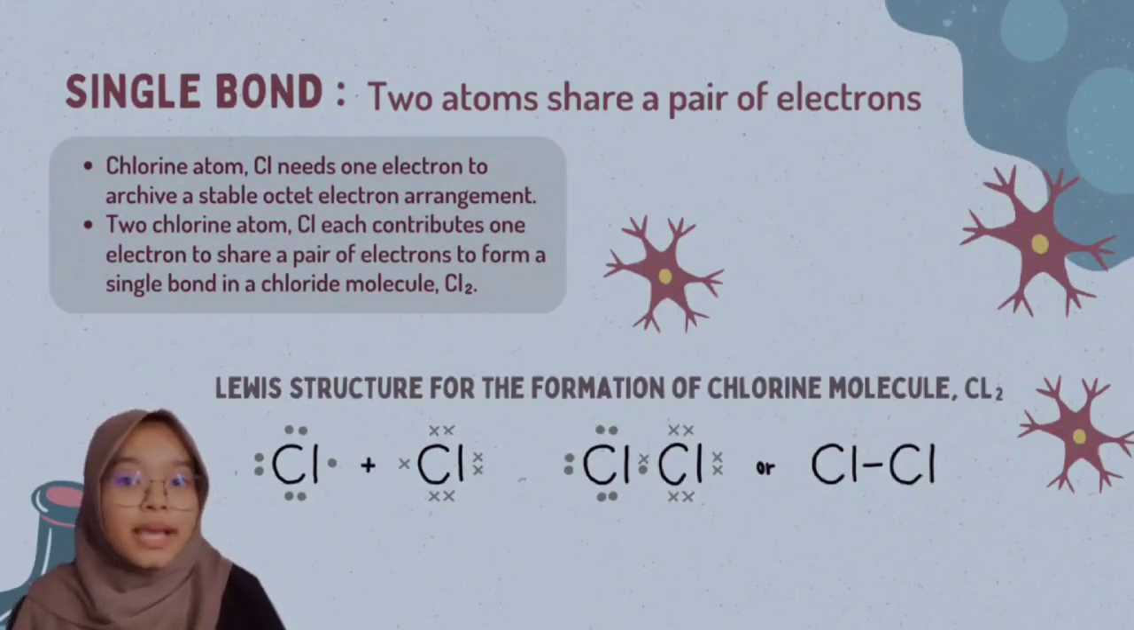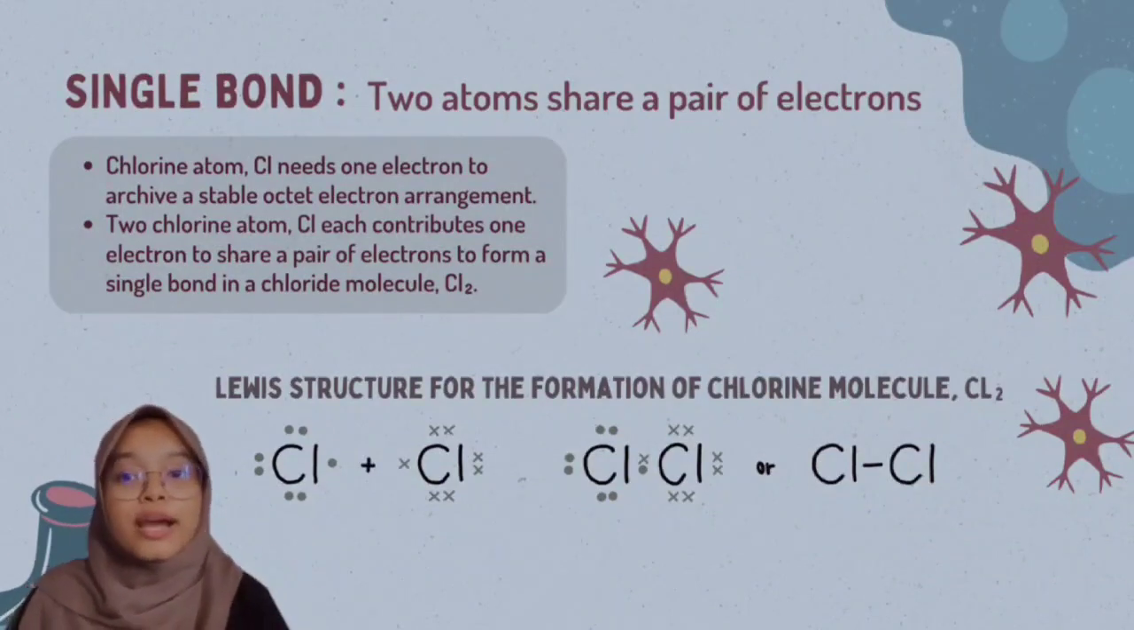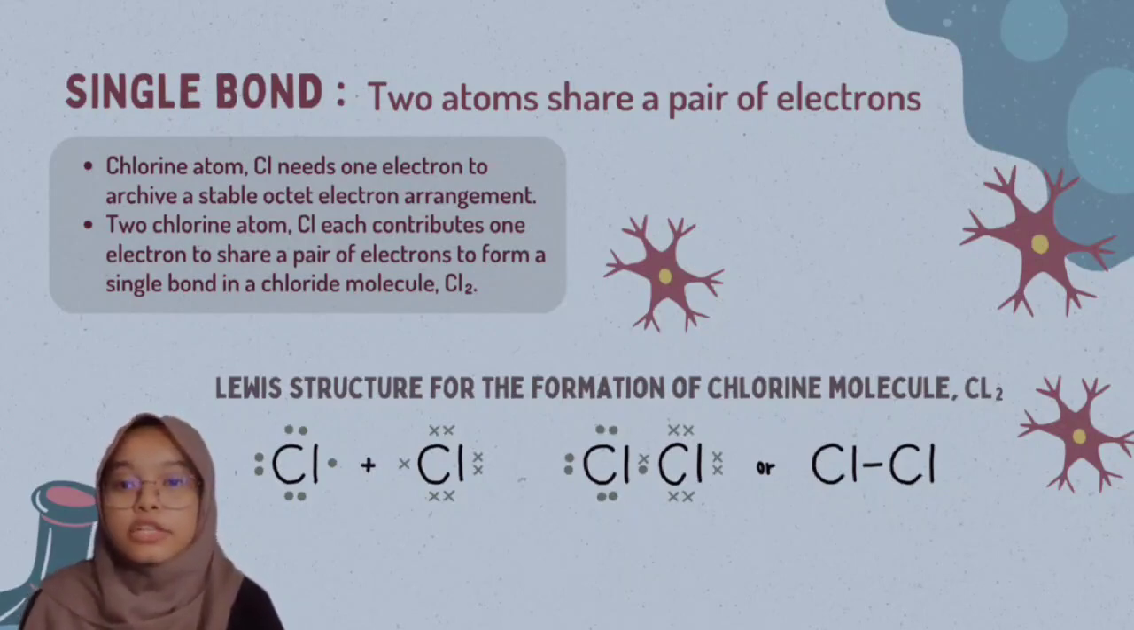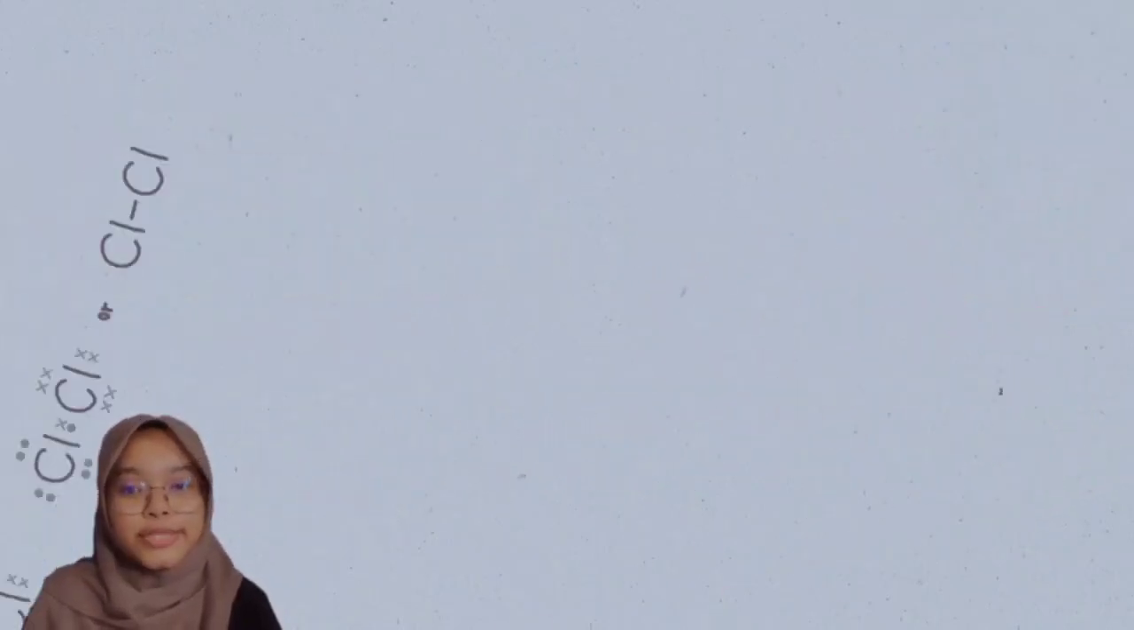Chlorine atom Cl needs one electron to achieve a stable octet electron arrangement. Two chlorine atoms Cl each contribute one electron to share a pair of electrons to form a single bond in a chlorine molecule Cl2. This is example Lewis structure for the formation of chlorine molecule, which is Cl2.